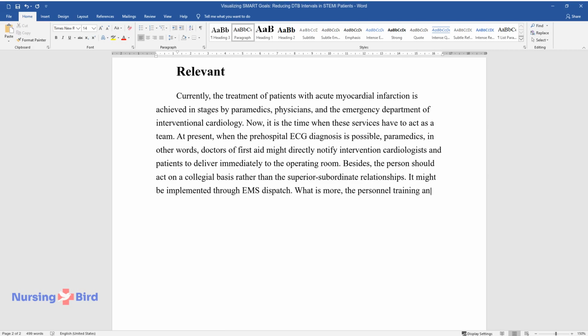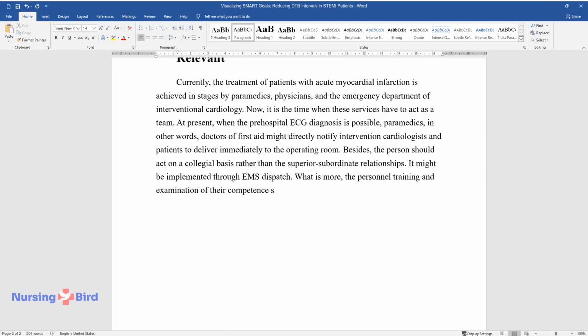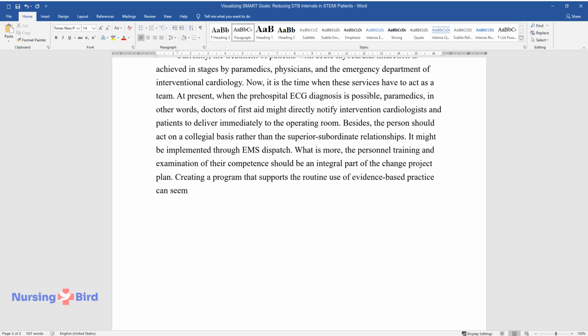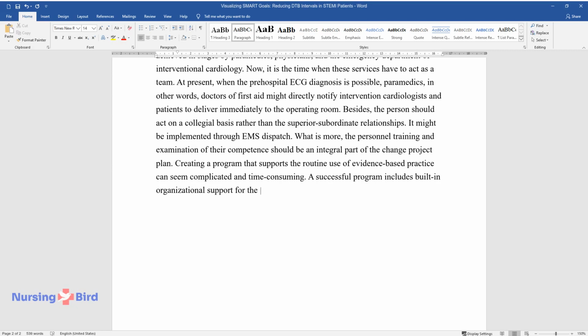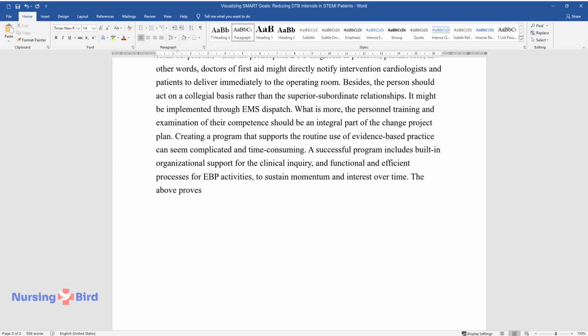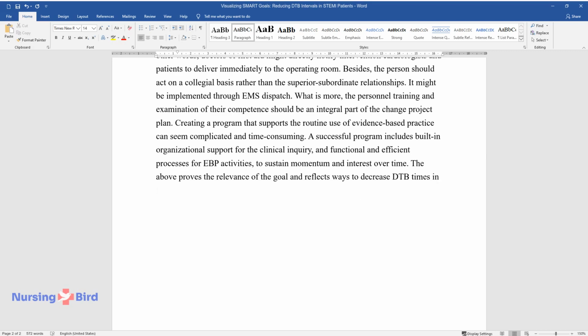What is more, the personnel training and examination of their competence should be an integral part of the change project plan. Creating a program that supports the routine use of evidence-based practice can seem complicated and time-consuming. A successful program includes built-in organizational support for the clinical inquiry, and functional and efficient processes for EBP activities, to sustain momentum and interest over time. The above proves the relevance of the goal and reflects ways to decrease DTB times in STEMI patients.